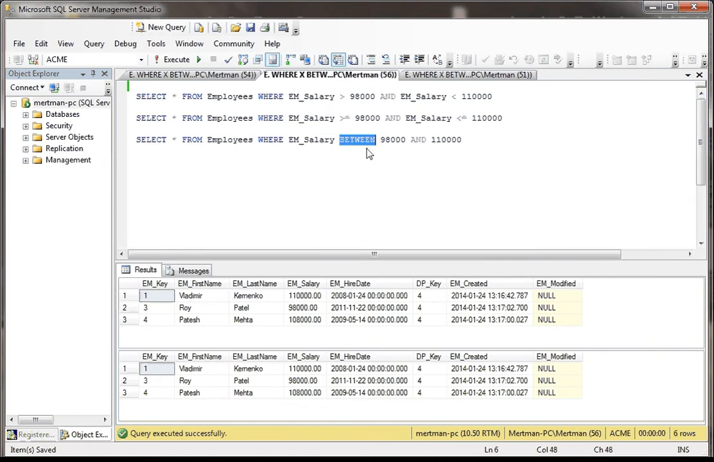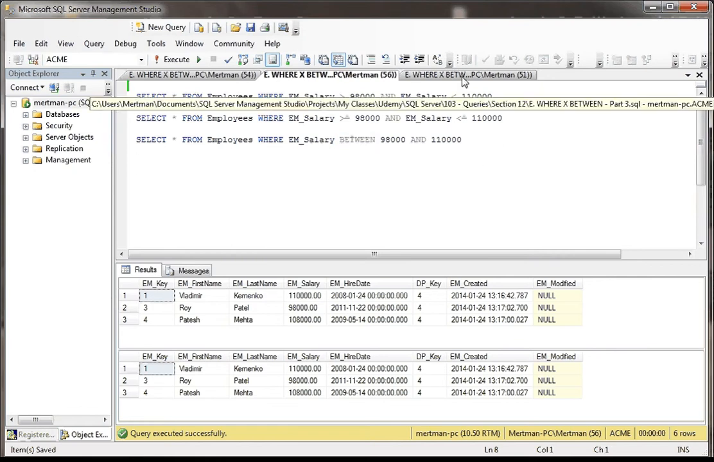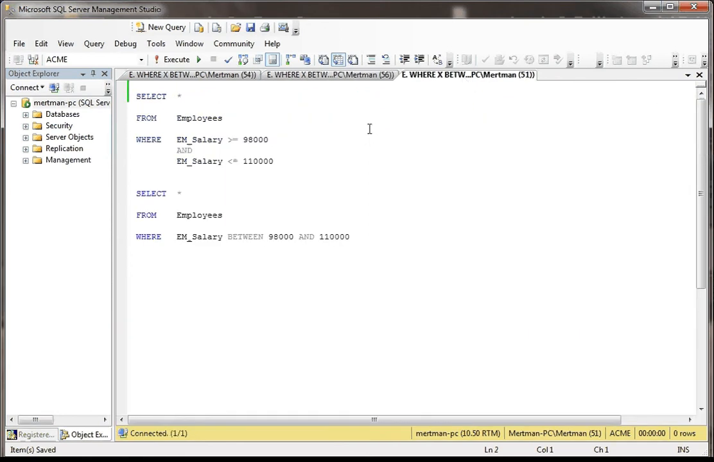However, when you see the between keyword, you know it's going to be a range with a minimum and a maximum. So first of all, it makes it shorter, and second of all, it makes your code easier to read. Let me just show you this kind of broken out a little bit better.